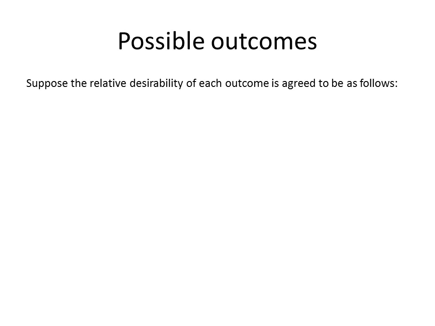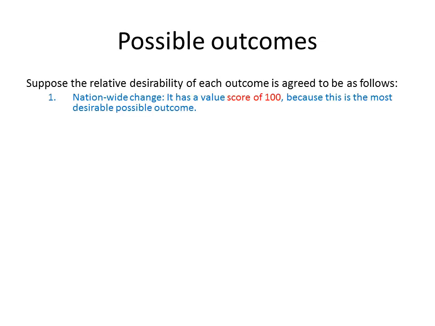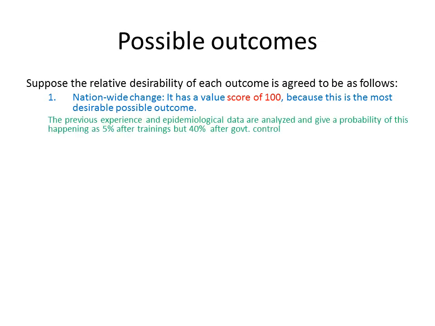We can have the possible outcomes as listed below, and we give a desirability value to each outcome. The first possible outcome is that a 100% reduction occurs in irrational antibiotic use. This obviously has a value of 100 because this is the most desirable possible outcome. Now the analyst analyzes the previous data and previous experience and gives the probability of this outcome as just 5%. Just 5% probability of this happening after the trainings.